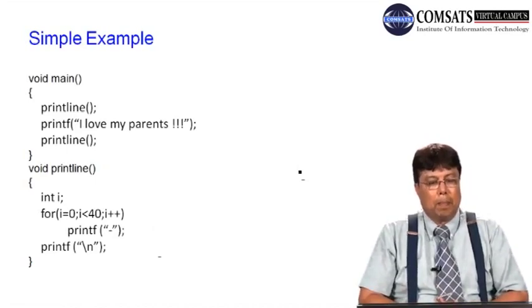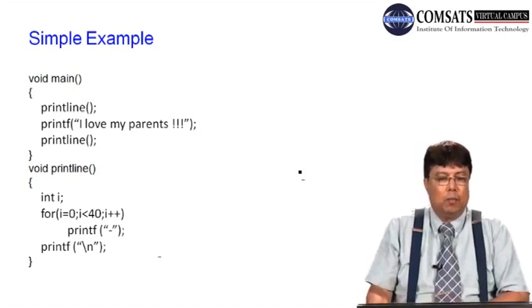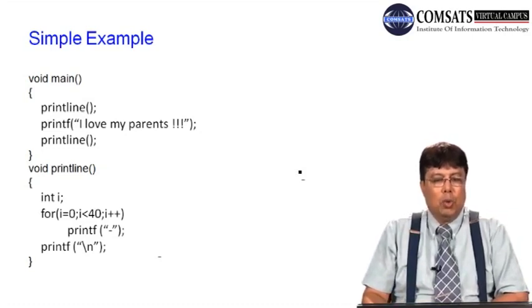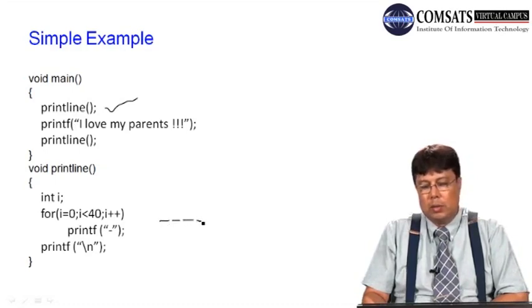Simple example: print line, I love my parents, print line. So what it does, when it's supposed to execute the first statement, which is print line, it will print this line. The control is transferred to this print line, and here for i equal to 0, i less than 40, so 0 to 39, which means 40 times it will print this. So it will print a line.